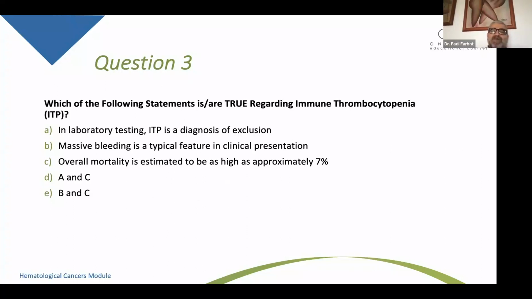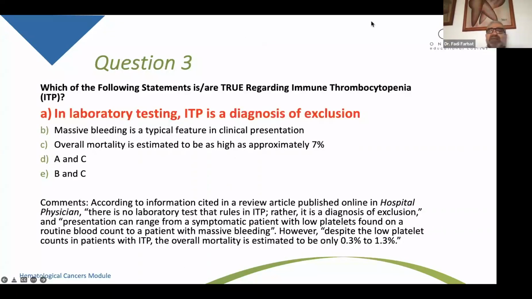So here are the answers. It's really exclusion criteria. And 44% said that it might be A and C. The overall mortality is not really as high as 7%. It's less than 2%, less than 1.5%. So remember, the mortality rate should be, in any institution, less than 1.5%.